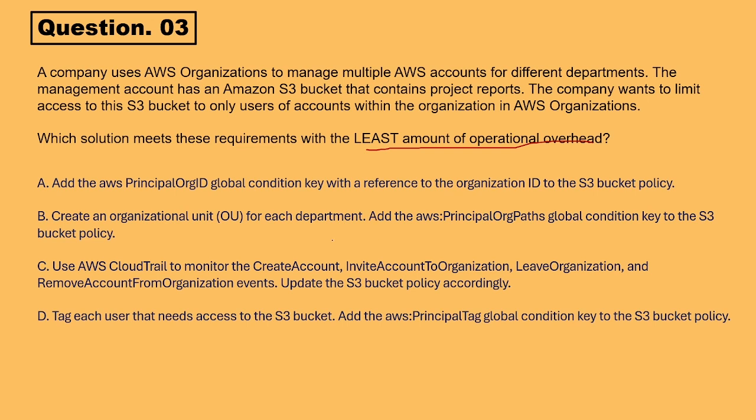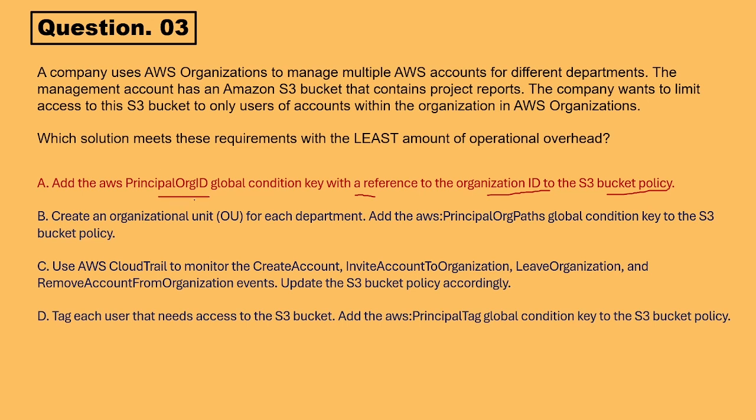Now let me reveal the correct answer. Correct answer here will be option A. Add AWS principal or ID global condition with a reference to the organization ID to the S3 bucket policy. Because the thing is that AWS provides condition keys that you can query to provide more granular control over certain actions. And there are two condition keys that are especially useful with AWS organization. First one is principal org ID and second one is principal org path. And principal org ID, that is the option over here.